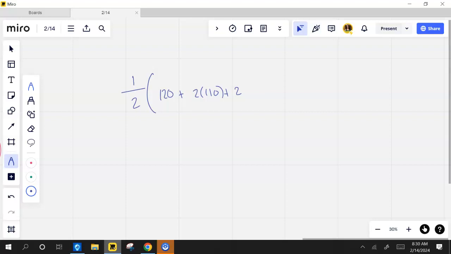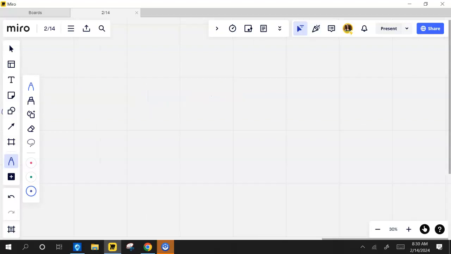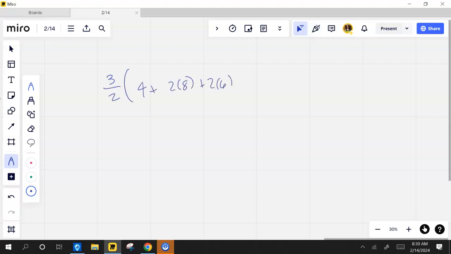The data for the acceleration of a car from 0 to 15 seconds is given in the table below. If the velocity at t equals 0 is 5 feet per second, which of the following gives the approximate velocity at t equals 15 using the trap rule? Okay, well, let's just use the trap rule then. Am I equally spaced? 3, 6, 9, 12, 15, yep. So height is 3/2 times, and I'll do 4 plus 2 times 8 plus 2 times 6 plus 2 times 9 plus 2 times 10 plus 10.